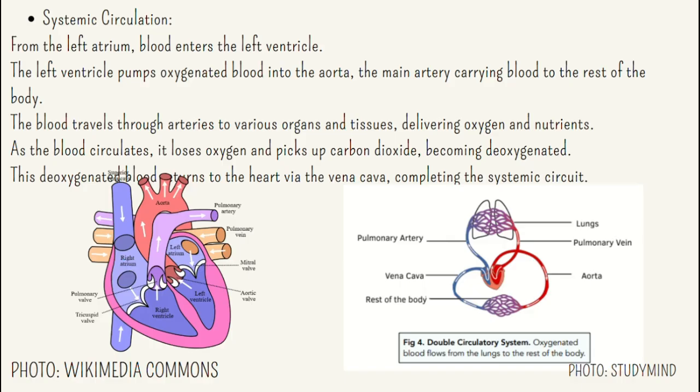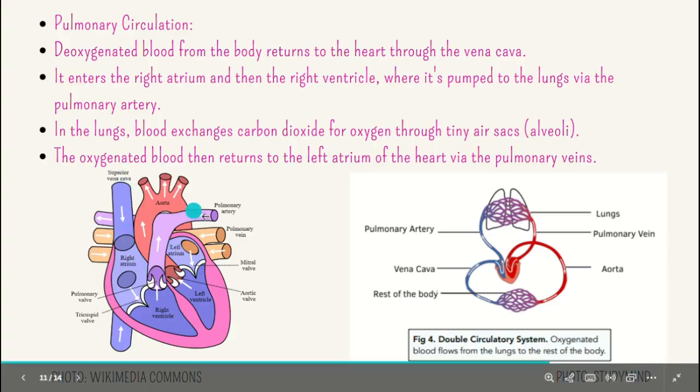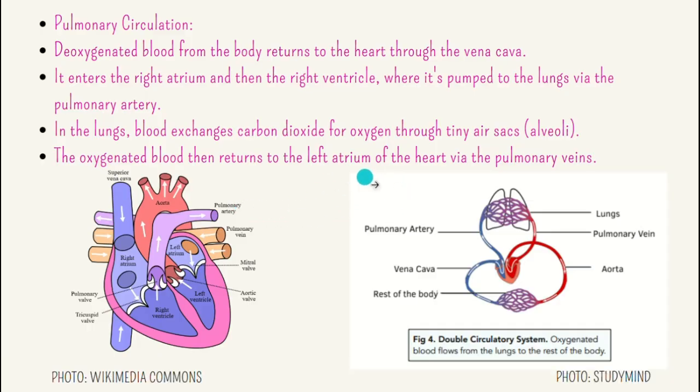So this deoxygenated blood returns to the heart with the vena cava, completing the systemic circuit, right? So as you can see, it's a cycle. So the pulmonary circulation, it starts out with deoxygenated blood coming to the vena cava, right atrium, right ventricle, and then out through the pulmonary artery to the lungs, right? So that's what happens. Obviously, in the lungs, you have tiny air sacs called alveoli, where gas exchange takes place.